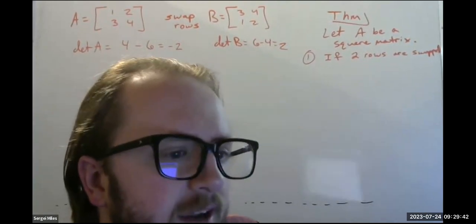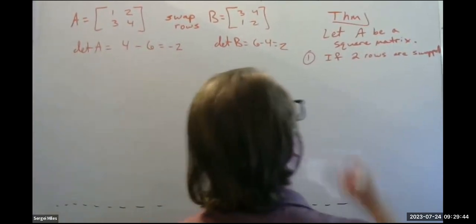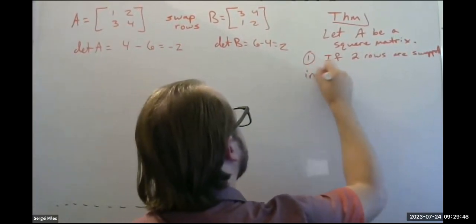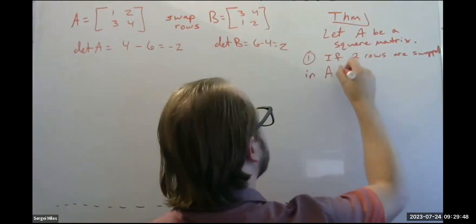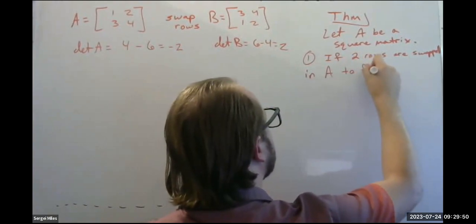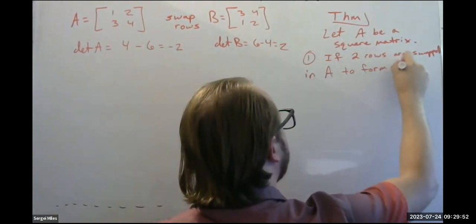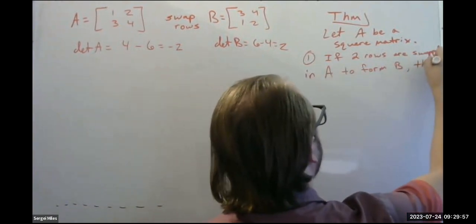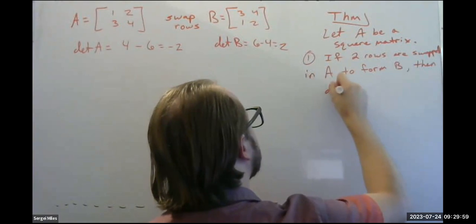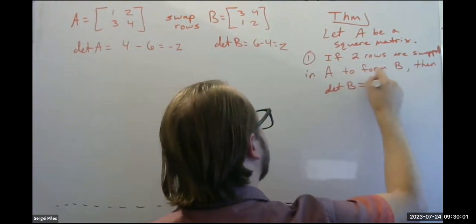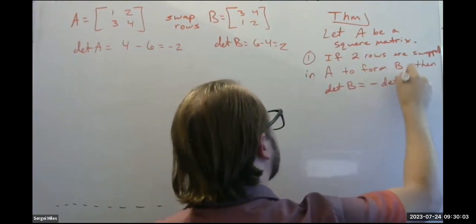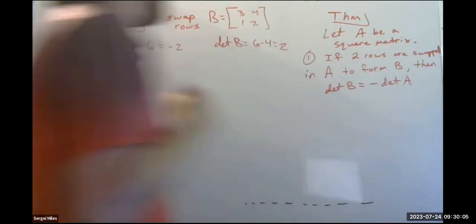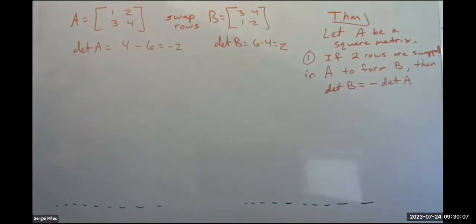All right. If 2 rows are swapped in A to form B, then what happens? Then the determinant of B is going to have the opposite sign of whatever the original determinant was. It's still going to be the same number, but we're going to have to flip the sign, right?